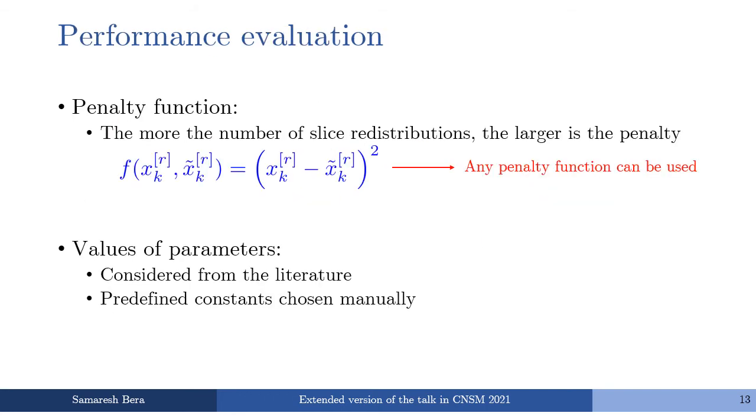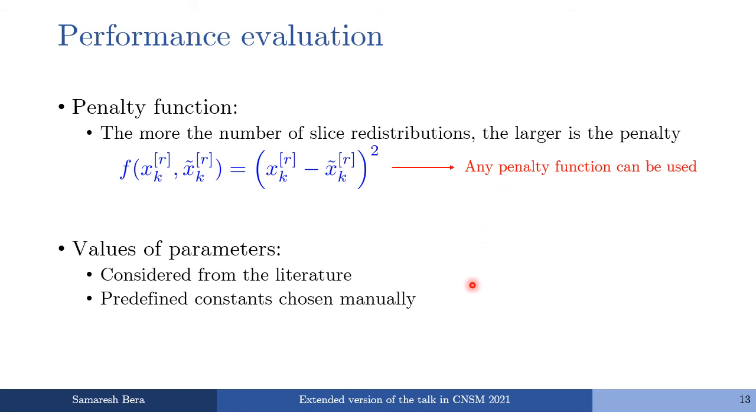To evaluate the performance of the proposed scheme, we consider a quadratic penalty function. So here x_kr is the current assignment and tilde x_kr is the previous assignment. So if they are different, then it incurs the penalty. From the quadratic penalty function, we see that the more slice redistribution, the larger the penalty. However, we can choose any penalty function to consider the effect of active slice redistribution in the network.